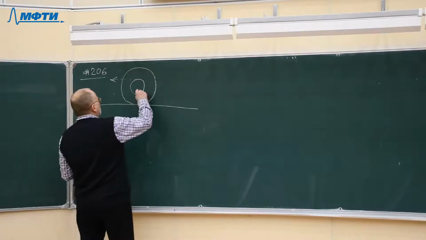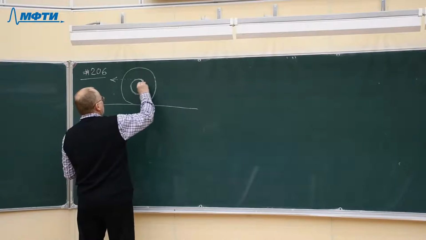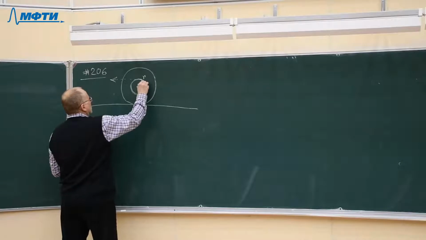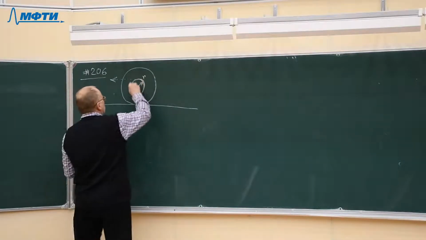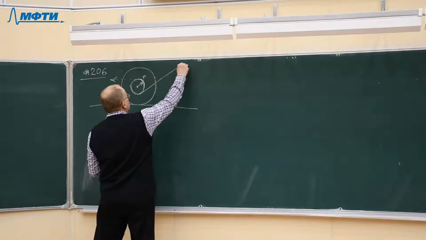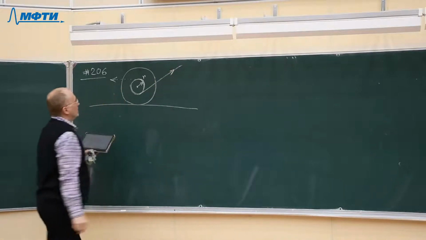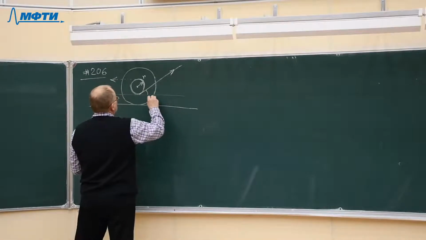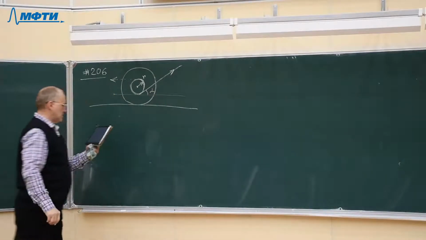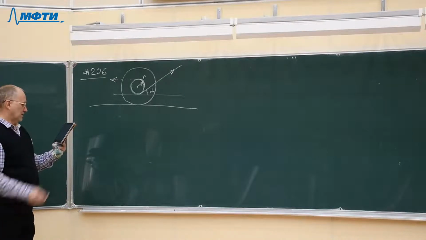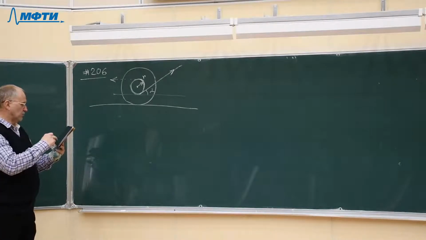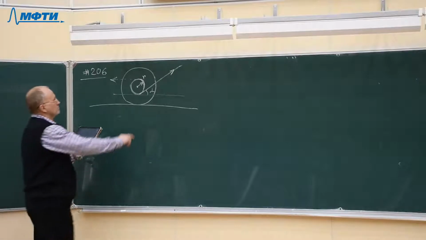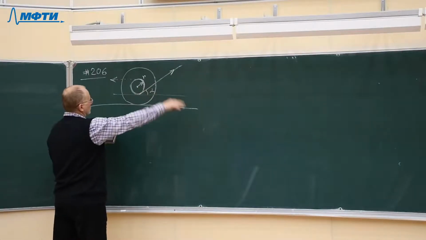So if we pull, the thread is wound here, and the diameter of this part is small r, and if we pull the thread in some direction at a certain angle alpha, the spool will begin to roll to the right.